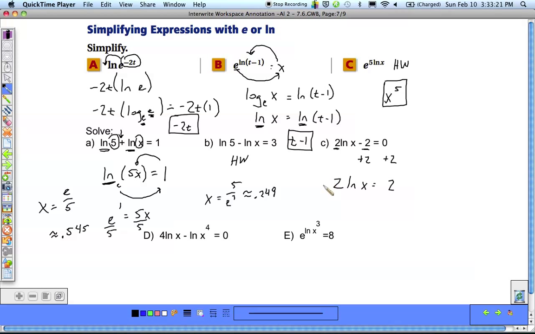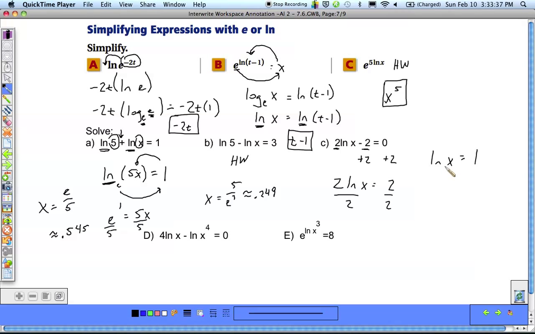Since it's a 2 that's just out in front, we can either take it, move it up in front of the exponent so it just becomes a single natural log, or we could just go through and divide both sides by 2 to be able to get the natural log of x equals 1. And now it's just a matter of saying let's rewrite this.